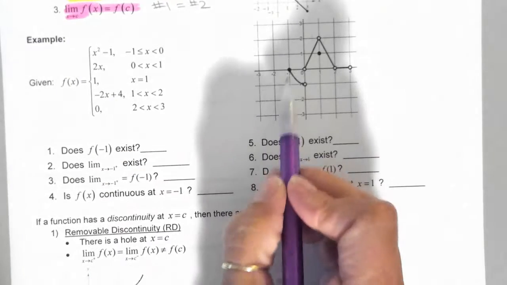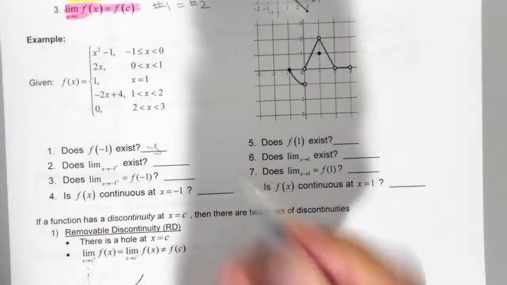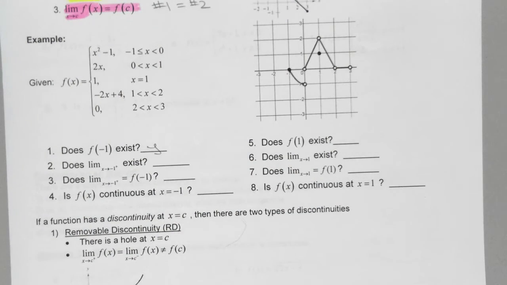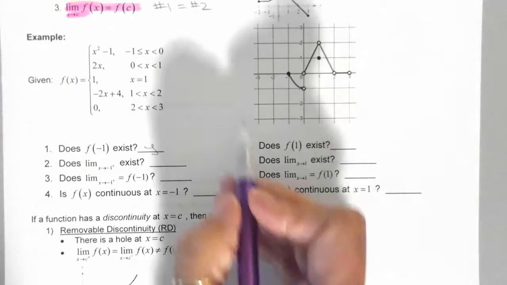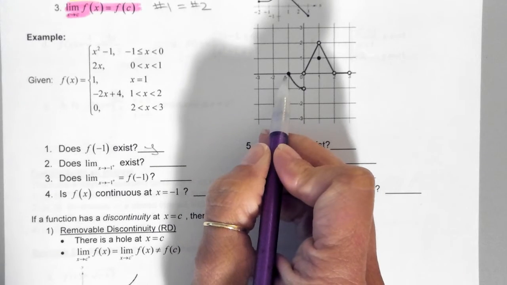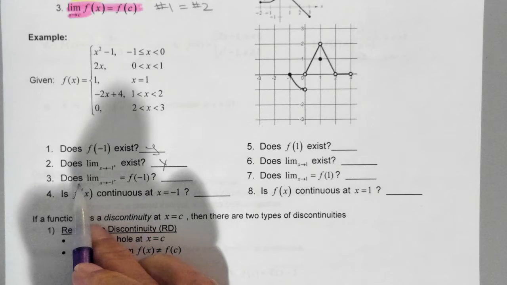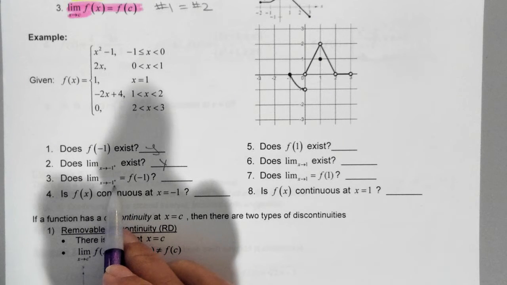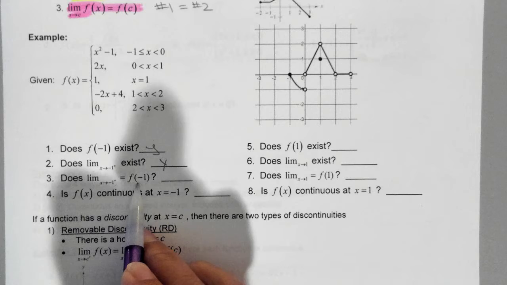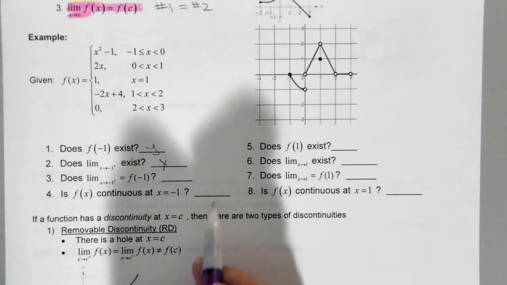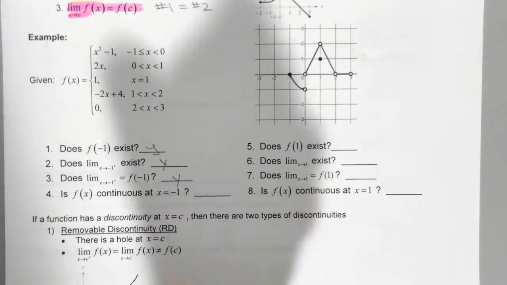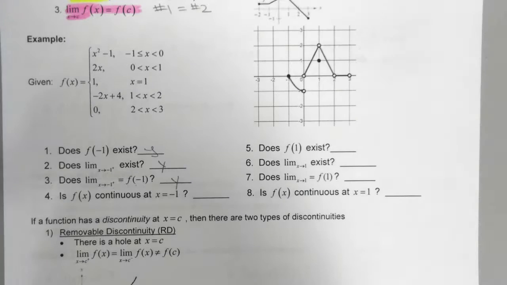Yes, the point exists. It's right here. So we have a y here. Does the limit as x approaches negative 1 from the right exist? Yes. Does the limit as x approaches negative 1 from the right equal f of negative 1? Yes, it does. Now go back and briefly read the definition and then think about, before you answer, is f of x continuous at x equals negative 1?